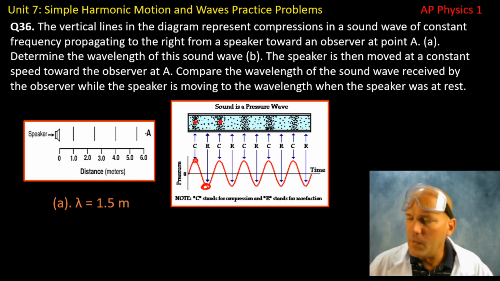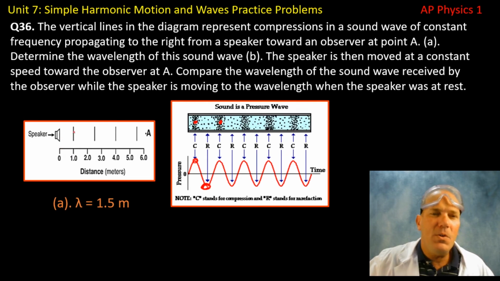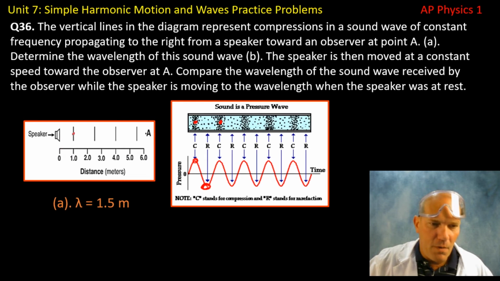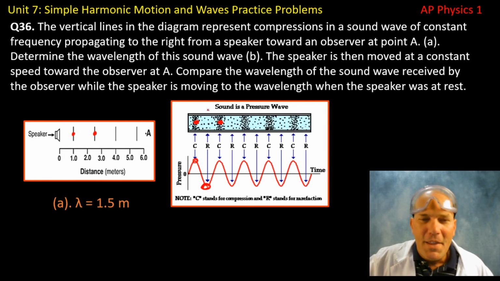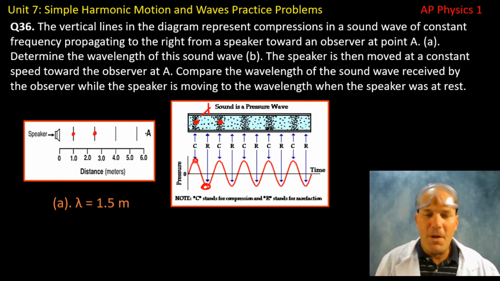So the schematic given in this problem on the problem set, you are told that these lines represent compressions. How far is it from a compression to a compression? From a compression to a compression, that is the wavelength. Well, it is 1.5 meters. From 1 to 2.5 is the distance between those two successive compressions.